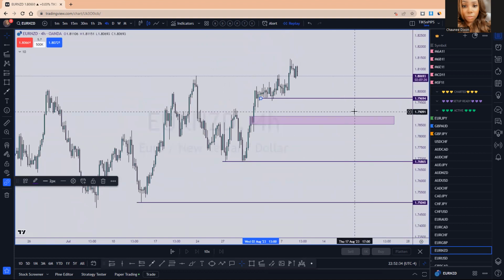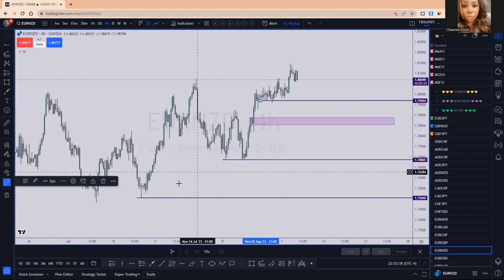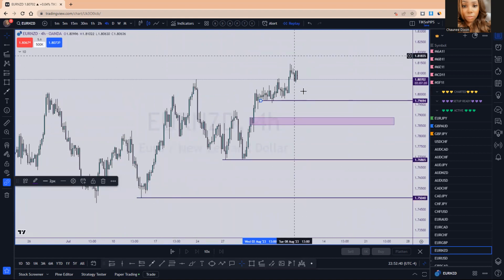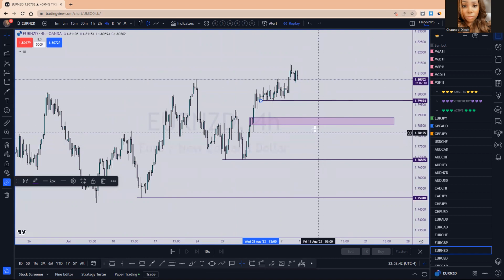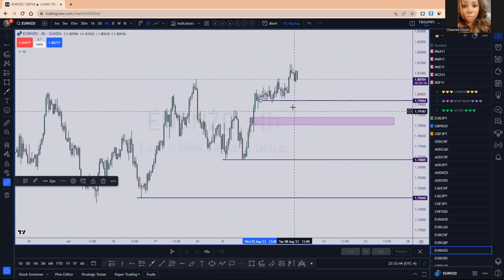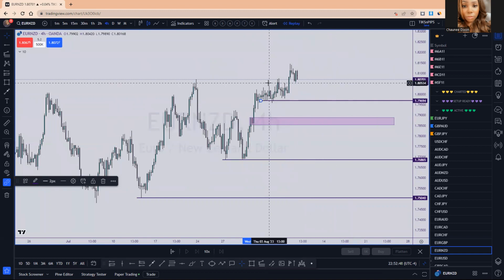I try not to do too much to get lost in it. I just try to, if we're in an uptrend, find my lows, because when it breaks that low, then we're looking for a trend change. If it respects that low, then we're looking for a continuation. And then vice versa in a bearish trend on the 4-hour.